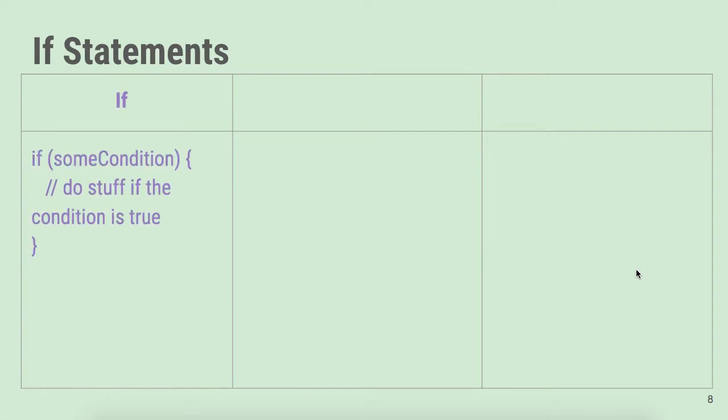There are three different kind of types of if statements, more simple if statements, and then we get more complex. So this is the most simple if statement. So it's just saying if some condition is true, then do this. Okay, so that's just plain if.